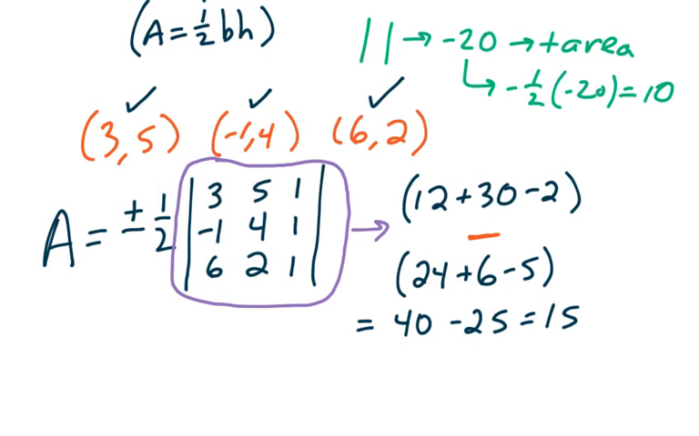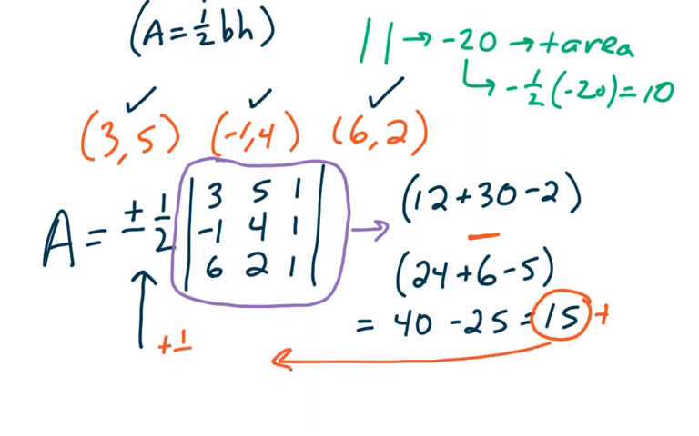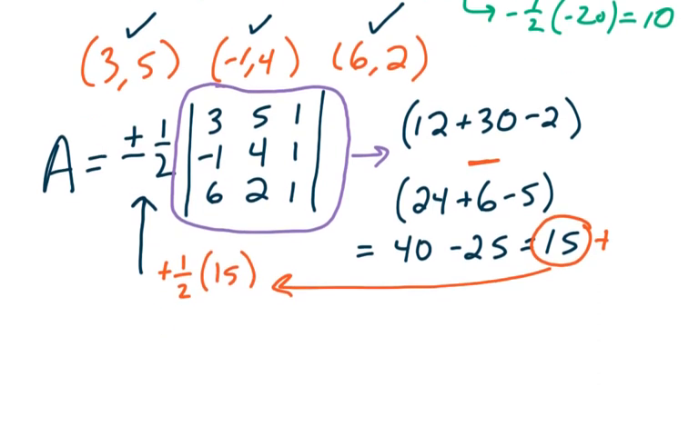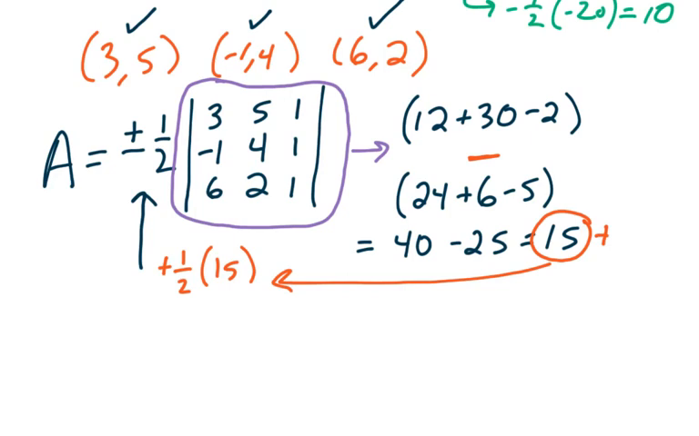Okay, well, we can decide now when we're going to multiply by half. Should we multiply by the positive or by the negative? Well, if you look, our determinant is a positive number, so therefore we can just multiply by the positive 1/2. We don't have to multiply by the negative. All right, so I'll take my determinant and multiply by positive 1/2. Therefore, my area is positive 15 over 2, or 7.5.